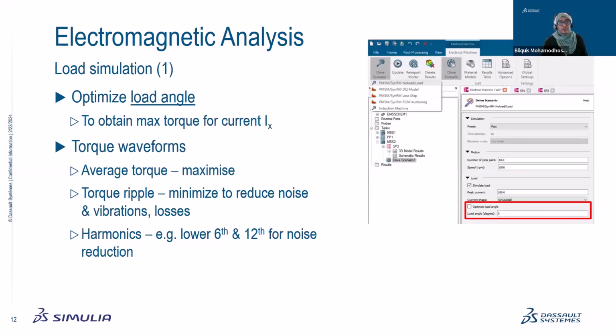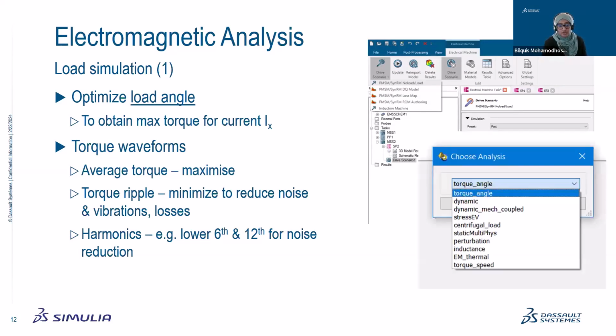Next one is load simulation. There are a number of things that we usually look at for a load simulation, but the first thing would be to have an optimized load angle. When we say optimized load angle, this is to obtain the maximum torque of the machine at a given current. And we have features to do that automatically in CST as well as in Opera, so you can use those to calculate the optimized load angle, and you don't have to do that manually, which can be time consuming.